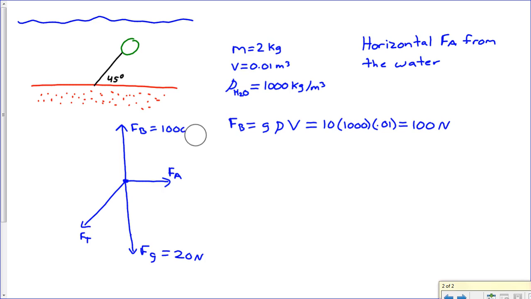100 newtons. Now, this confuses some people because they look at the gravitational force and the buoyant force and say, wait, those are going directly in opposition to one another. Shouldn't they cancel each other out and be the same? No, because there's something else happening in the vertical direction.